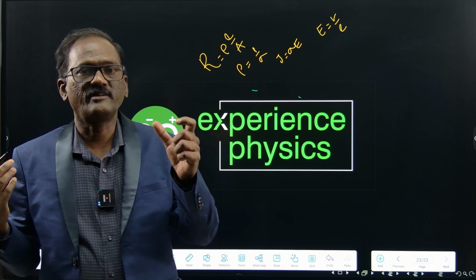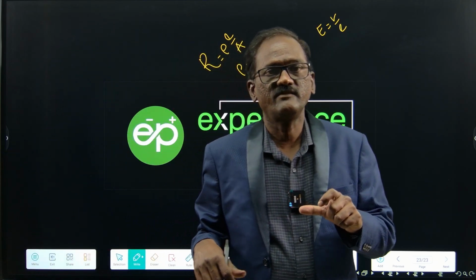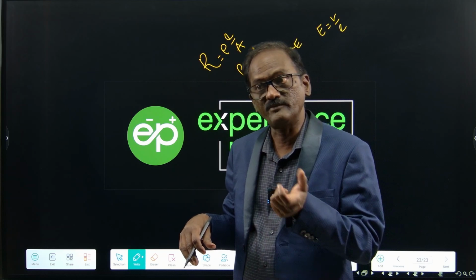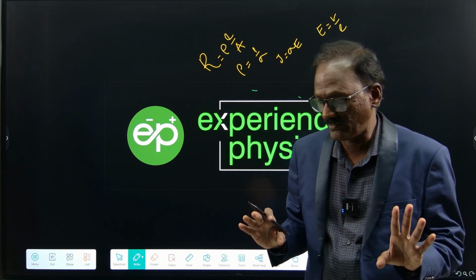From drift velocity we have come here. From drift velocity we derived the equation for resistance. From resistance we have found what is specific resistance or resistivity, right?